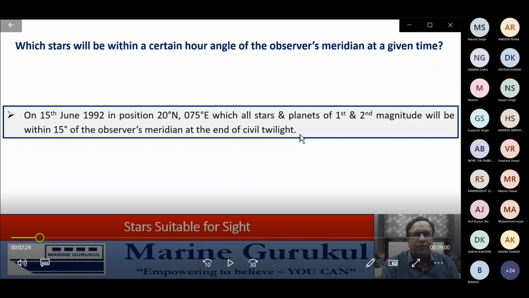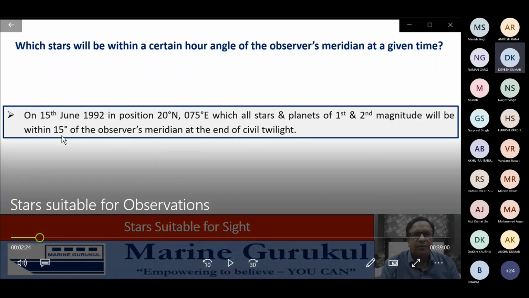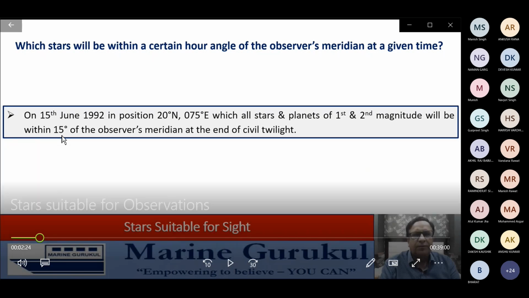Any doubt up to here, beta? So this 15 degrees is the R angle? Yes, this 15 degrees is basically the R angle. Let us say if you are at the Greenwich meridian, some star which is within 15 degrees of your meridian will lie between 15 degrees east and 15 degrees west. So this is the R angle. Whichever meridian will be given, 15 degrees on either side. Right, that's right, beta.